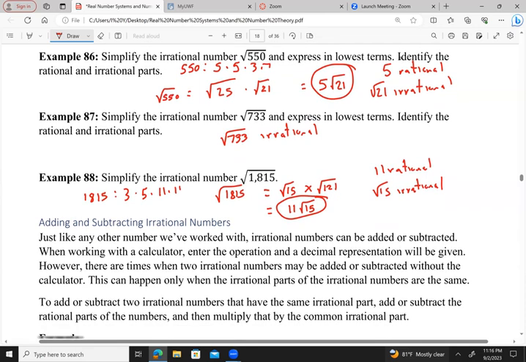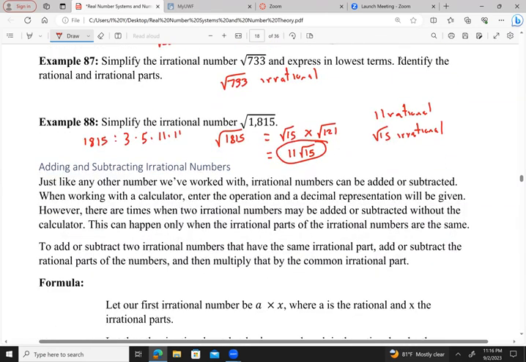So now we're going to look at adding and subtracting irrational numbers. Just like any other number we've worked with, irrational numbers can be added or subtracted. When working with a calculator, enter the operations and a decimal representation will be given. However, there are times when two irrational numbers may be added or subtracted without the calculator. This can happen only when the irrational parts of the irrational numbers are the same. Kind of like when we're adding fractions, the denominators have to be the same. If we're adding and subtracting irrational numbers, the irrational portion has to be the same.